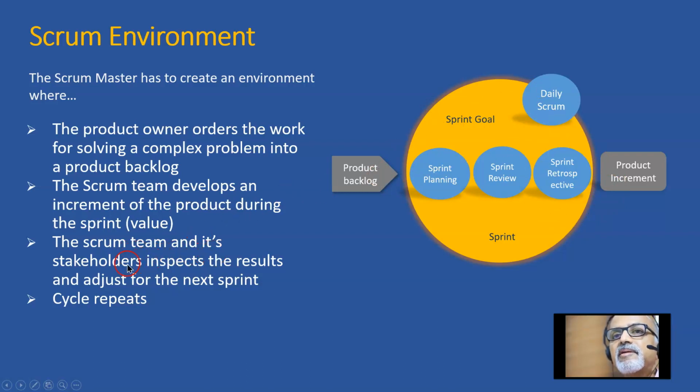The Scrum team and its stakeholders inspect the results and adjust for the next sprint. So at the end of the sprint, there is a sprint review. They inspect the results, and after that they get into the sprint retrospective, and those findings get incorporated into the subsequent sprint. The cycle keeps on repeating till we complete all the items in the product backlog.